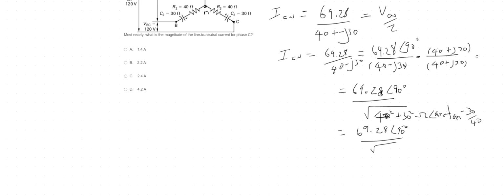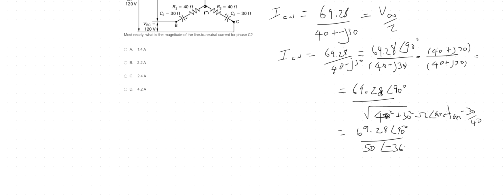Really? Why did it happen off? So this is like 50. If you just look by inspection, you'll see this. This is going to be 40 squared plus 30 squared. Arctan minus 30 over 40, right? You could do it like that. So this is going to be 30 squared plus 40 squared is 50 root. And then this angle is going to come out to be what? Minus 36.87.